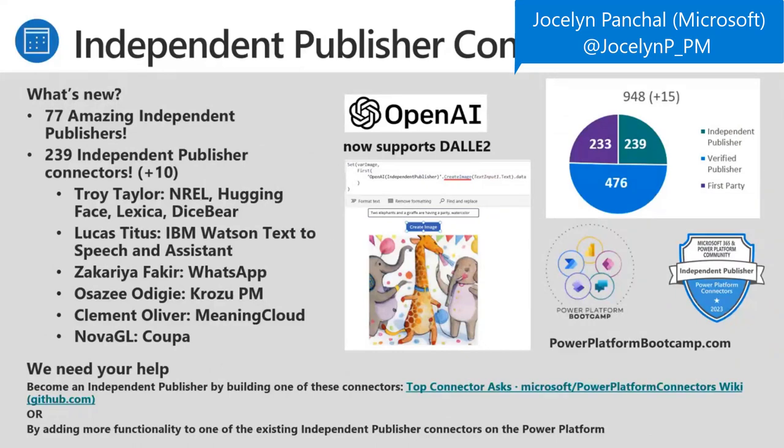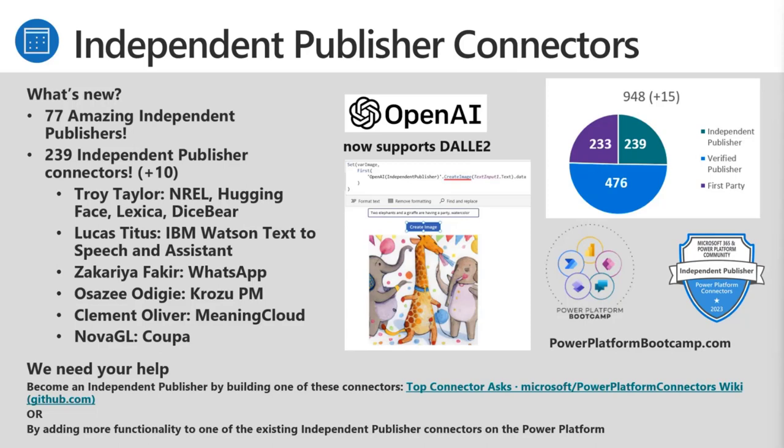Now, let's go over to Independent Publisher Connectors with Joss. Hello, everyone. As always, we have tons of updates in the world of connectors. Since the last time we spoke 2 weeks ago, we have grown by more than one connector a day. We are 15 connectors greater. We are now at 948 across the overall ecosystem, spanning Power Automate, Power Apps, and Azure Logic Apps. We are now at 239 independent publisher connectors, 10 more since the last time we spoke, which means there are more community connectors than there are made by Microsoft. That is so incredible.